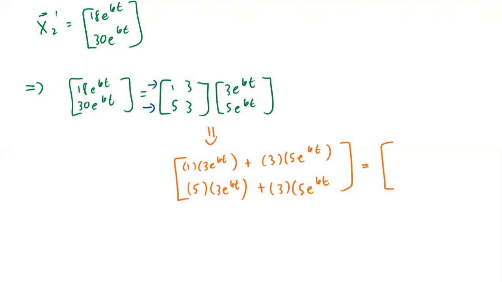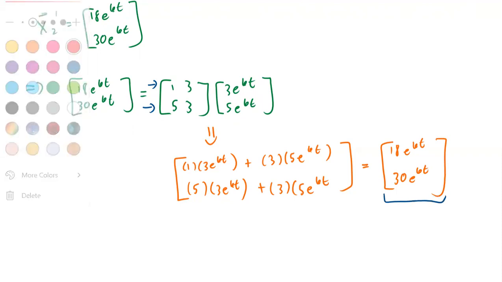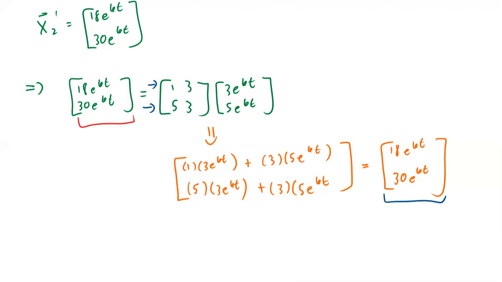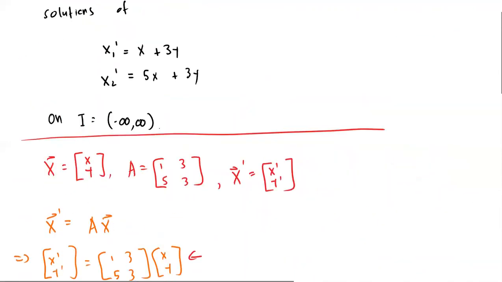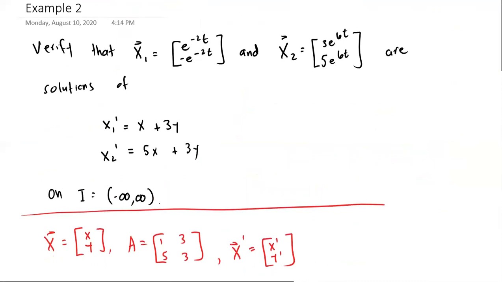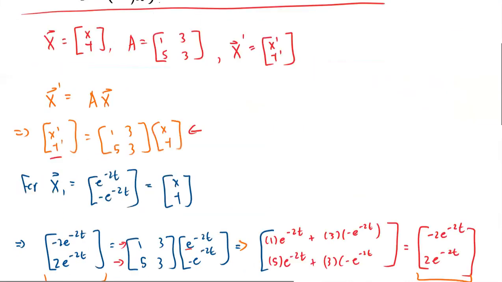So let's simplify the addition. We have 3 e to the 6t plus 15 e to the 6t, that's 18 of them. On the bottom we have 15 e to the 6t plus 15 e to the 6t, that's 30 of them. And we see we get equality. This matrix multiplication is equal to what we had on the left-hand side. So both x1 and x2 are solutions to this ODE. And it's as simple as that.